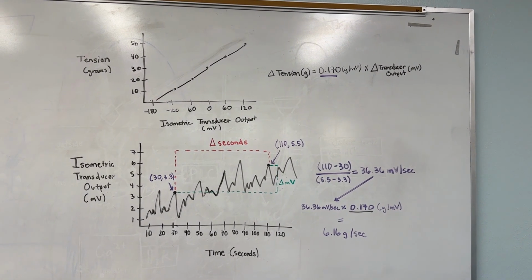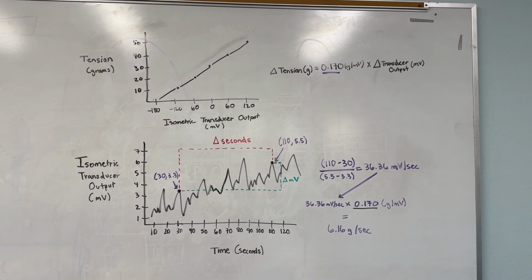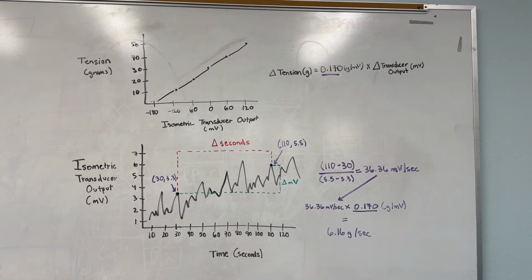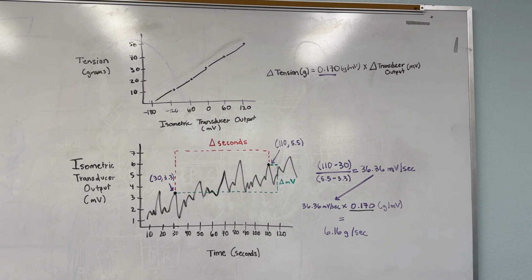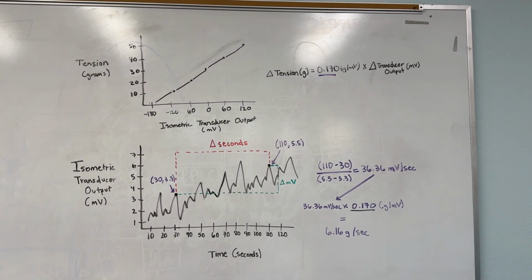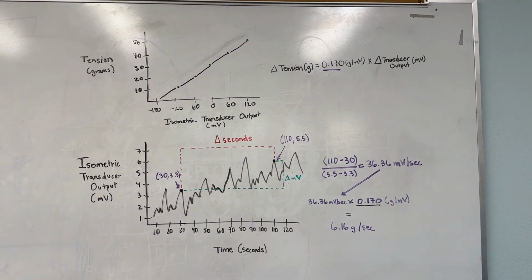During the frog perfusion experiments, data from the isometric transducer was recorded as transducer output in millivolts and time in seconds. The raw data depicts a change in millivolts over time. Using the calibration equation, we converted the slope between two data points from millivolts per second to grams per second. An example calculation is shown here.